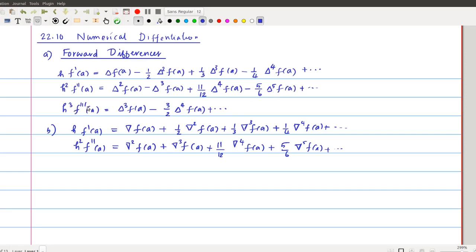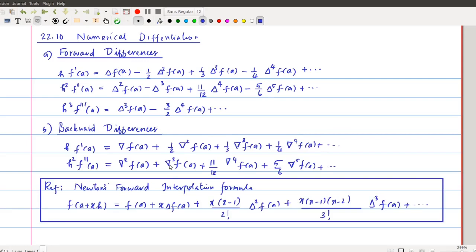Similarly, h cube f triple dash a, the third derivative of f at x equal to a, can be obtained using this formula. Similarly, using the backward difference, we can write these derivatives using backward difference del f of a.